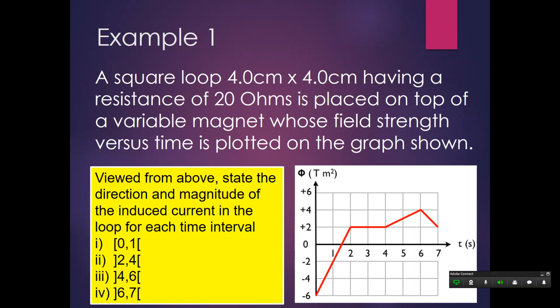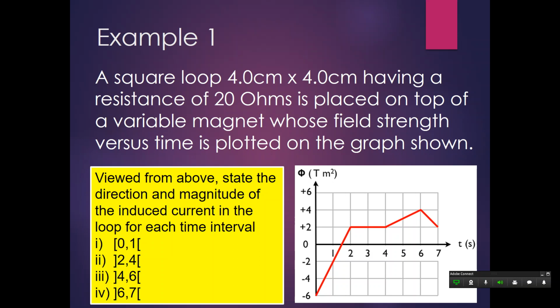Okay, so before, maybe I should go back and ask you guys: how do you induce a current in the loop? Changing flux. Okay, so if there is no change in flux, now Melanie, could you answer my question? If there's no change in flux, do I induce a current? No, okay, so there's no induced current. The question is asking about a loop having a resistance, placed on top of that, viewed from above, the direction and magnitude of the induced current.